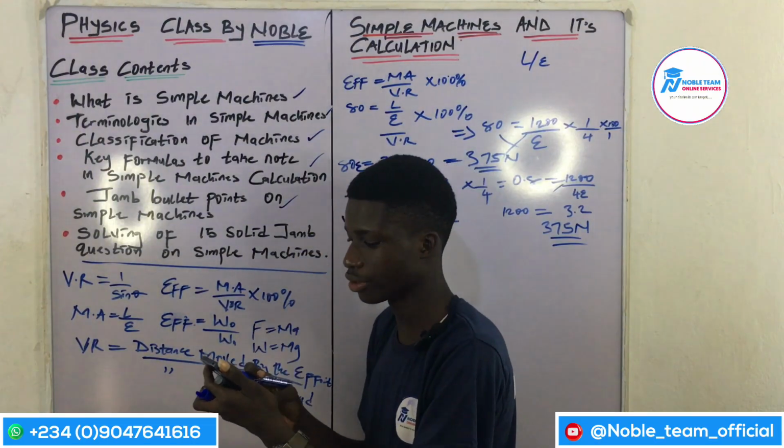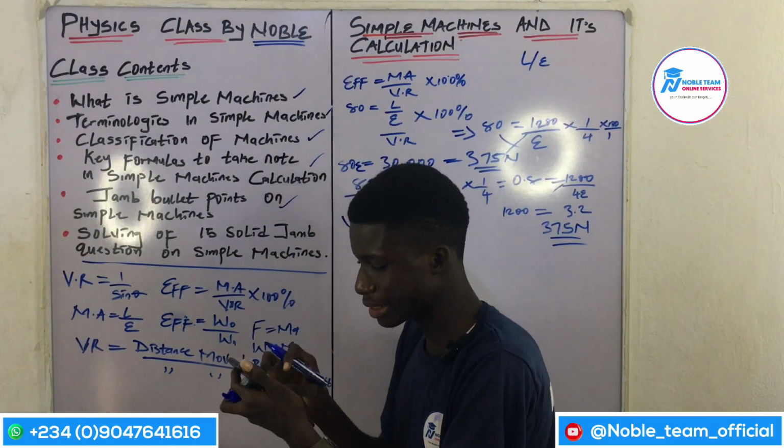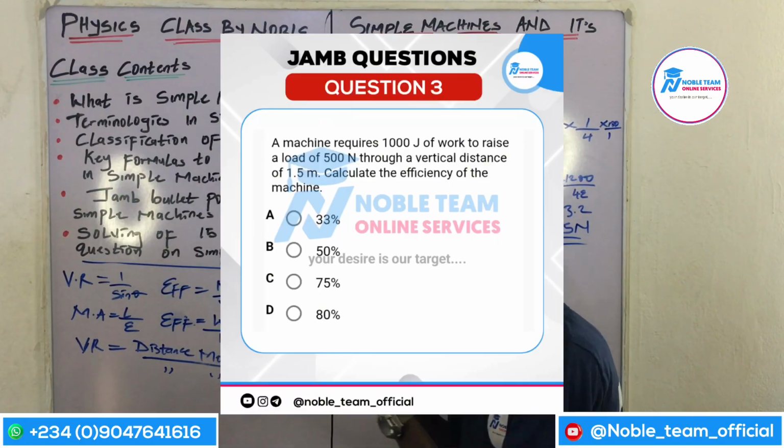Now let's solve question 3. Question 3 says this: a machine requires 1000 joules of work to raise a load of 500 newton through a vertical distance of 1.5 meters. Then calculate the efficiency of the machine.